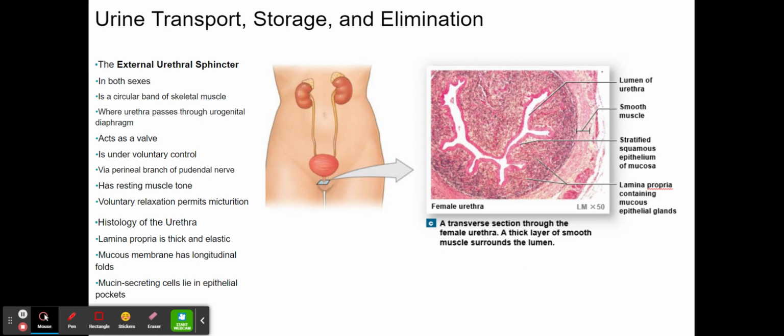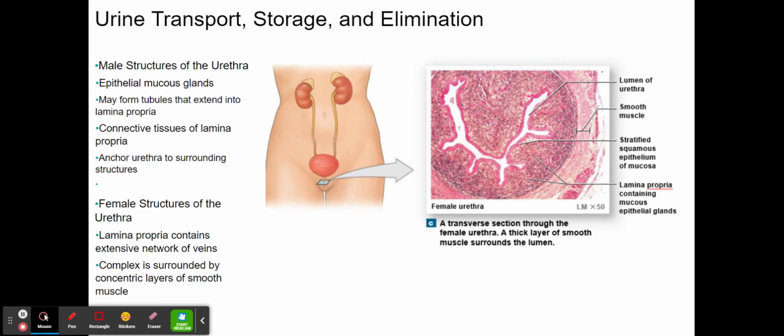The urethral lining consists of a stratified epithelium that changes from transitional epithelium at the neck of the urinary bladder to stratified columnar epithelium at the midpoint to stratified squamous epithelium near the external urethral orifice. The lamina propria is thick and elastic. The mucosa is folded into longitudinal creases. Mucin-secreting cells are located in the epithelial pockets.